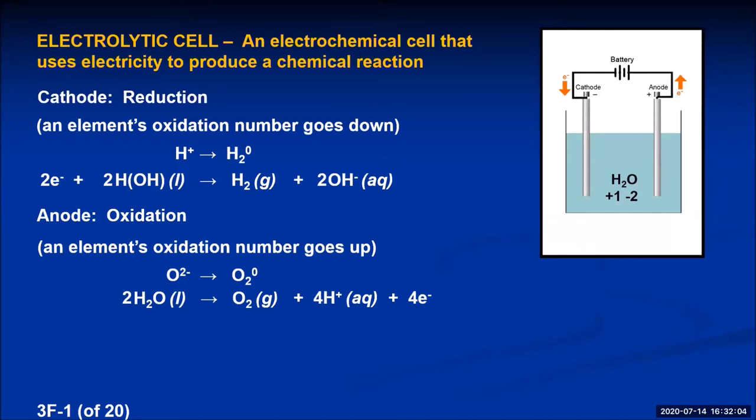So we would predict that if you pass an electric current through water, you're going to produce hydrogen gas and oxygen gas. The reaction at the cathode is going to be two electrons plus two water molecules yields hydrogen gas plus two hydroxides. And the reaction at the anode is going to be two water molecules turning into O2 plus four hydrogen ions plus four electrons. In all electrolytic cells, you're going to find that whatever the substance is in the liquid, the positive component is the one that's going to be reduced down to a charge of zero, and the negative component is going to be the one that's oxidized up to a charge of zero.